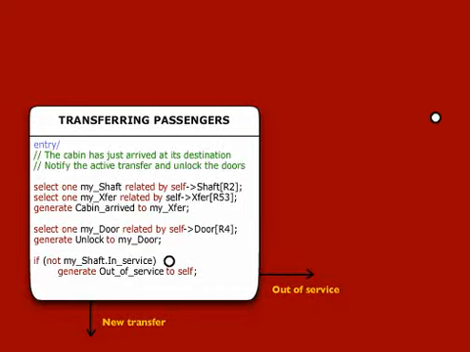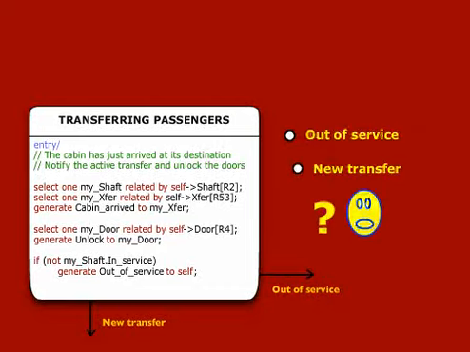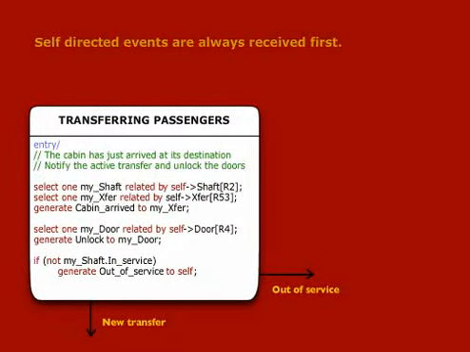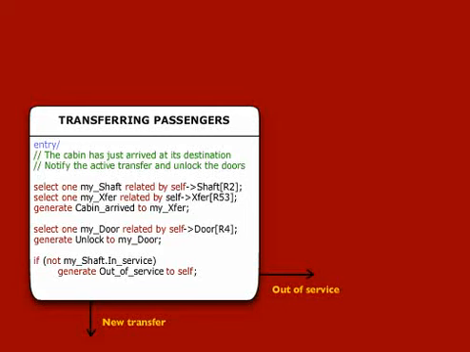But what would happen if a new transfer event occurred at the same time? Without our self-directed event rule, we could end up processing the new transfer and ignoring the fact that the shaft is out of service. Incoming events should not interfere with our choice to force a transition. Since an object always receives self-directed events before events from any other source, internal decisions won't be compromised. Let's see how this works in a worst-case example.